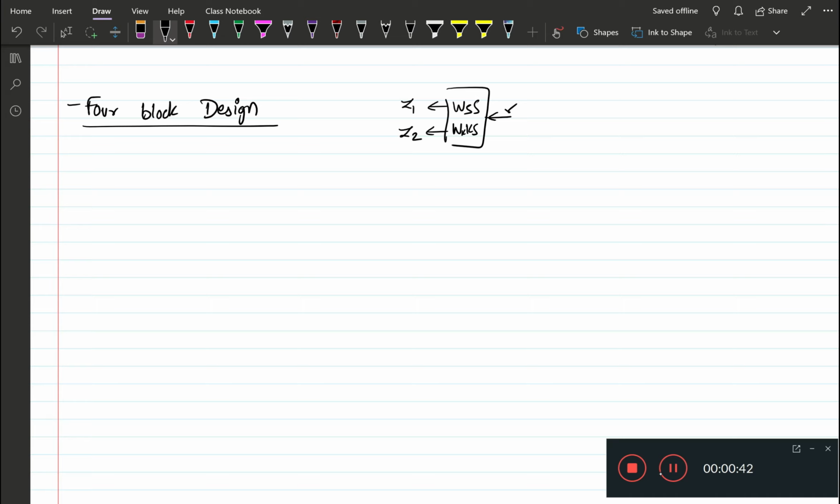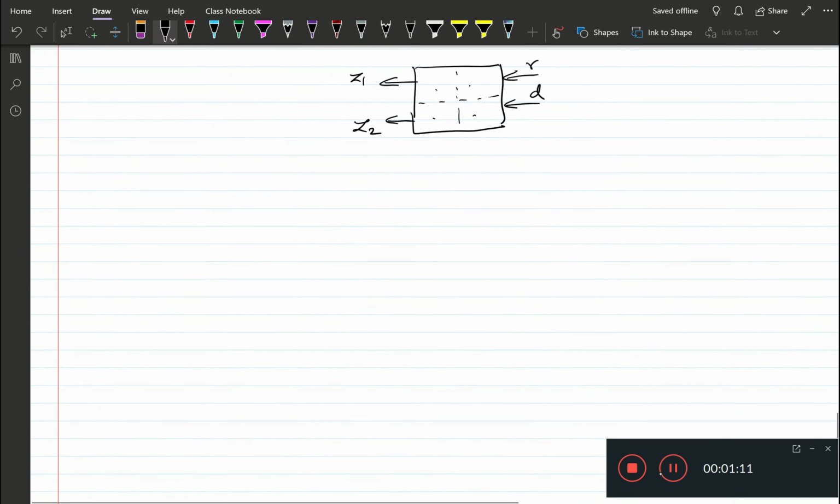Now for a 4-block design we consider explicitly the disturbance. So we have two inputs and two outputs, and that is why we call it a 4-block design, because we now have 4 different transfer functions that define the closed loop system. So let's see how the 4-block design generalized plant looks like.